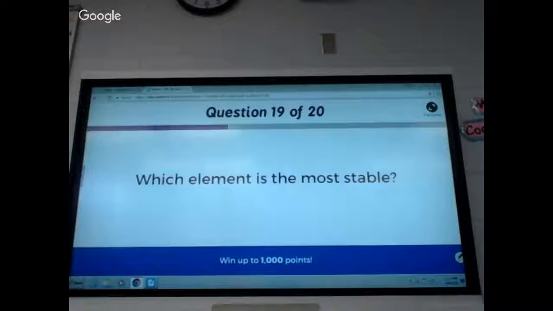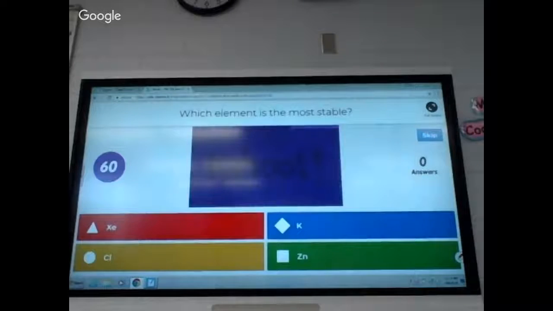All right, which element is the most stable? Most stable. How do you determine if it's most stable?